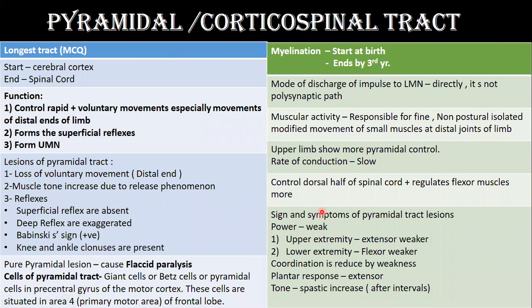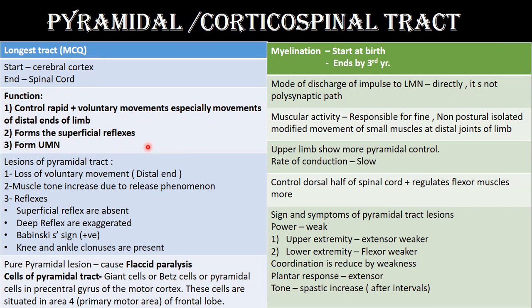Moving forward, whatever extra information we need to know. First, I have mentioned that it is the longest tract, MCQ. It starts in the cerebral cortex and ends in the spinal cord, MCQ. Its function is concerned with our voluntary movements. It forms our upper motor neuron. When we see the series on neurons, we'll come to know what are upper motor neurons and what are lower motor neurons. Till now, you need to know that the pyramidal tracts form the upper motor neuron, and it forms the superficial reflexes.